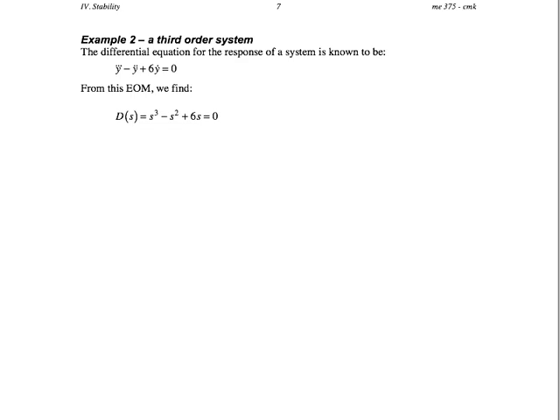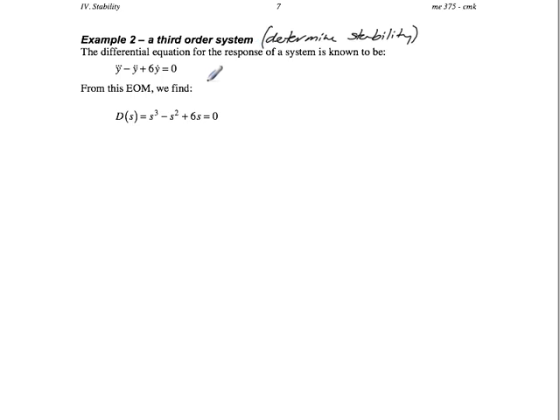For example 2 from this chapter 4 on stability, here we have a third order differential equation, which is representing the dynamics of our system, and we want to determine the stability. I failed to write down our goal here, so let me write it up at the top: we want to find the stability of this system for small initial conditions about equilibrium. So our differential equation is as that.